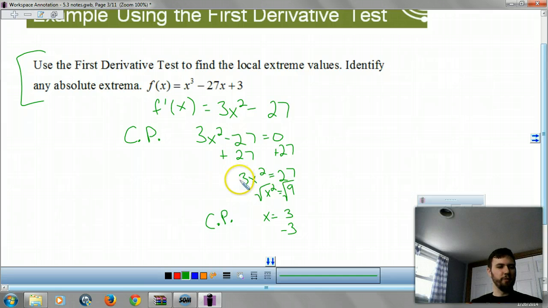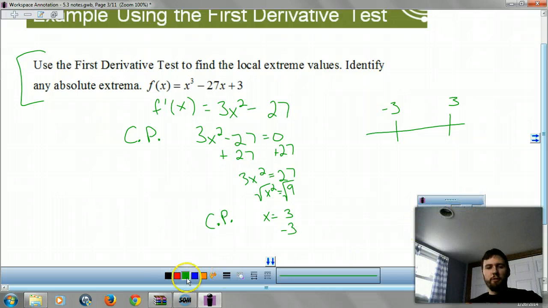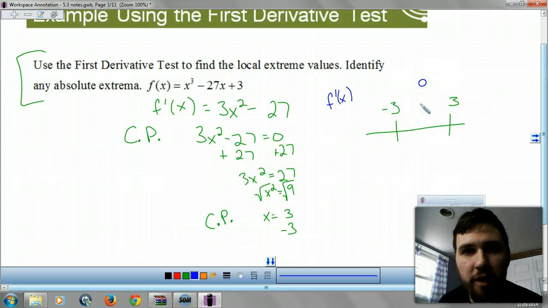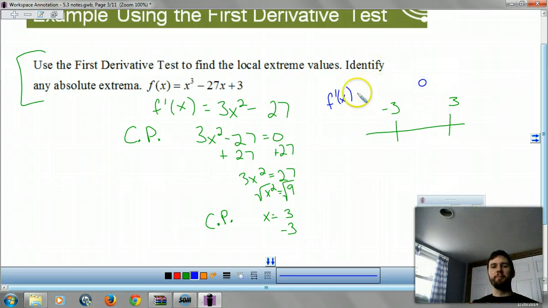So, here's what we need to do. Do you guys remember these T-chart things we used to have back in the day? Negative 3 and 3 are critical points, right? And here we're going to analyze our first derivative, f prime of x. We're going to plug in points and see where it's positive and negative. So let's take the point 0. I use 0 because it's easy to do. I plug it into my derivative and I get a negative answer.